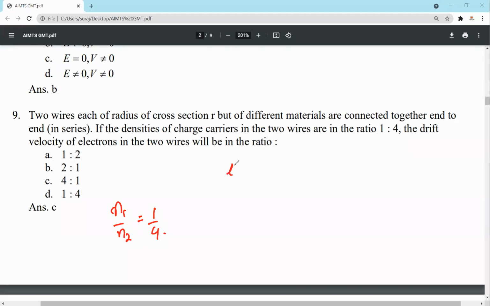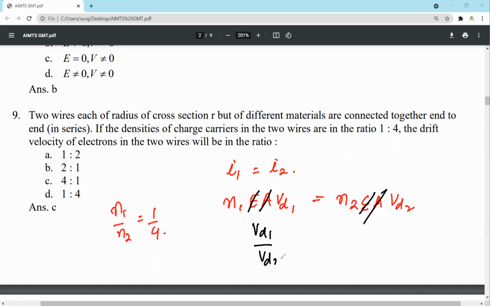Current is same means current in first wire will be equal to current in second wire. Current in first wire, n1 e A vd1, should be equal to n2 e A vd2. Radius is same, so area will be same. Electric field is also same. So what they want, drift velocity 1 by drift velocity 2, will be equal to n2 by n1. That means 4 by 1. Option C.